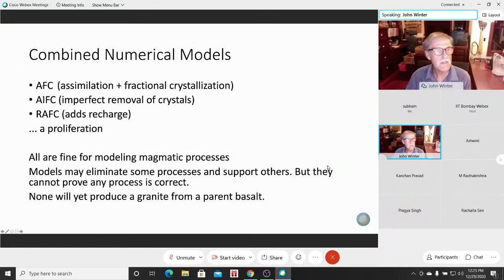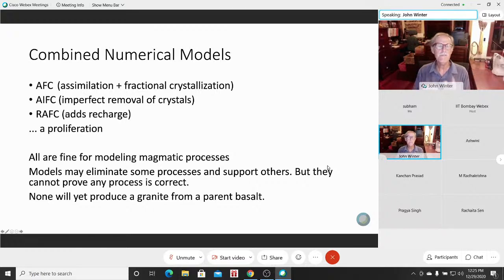AFC is assimilation, fractional crystallization. Some of the heat of crystallization, the latent heat of fusion, is used to help assimilate. There's an AIFC, I'm partial to anything imperfect, and that's imperfect removal of crystals during AFC. RAFC adds recharge, in other words, magma mixing to it.